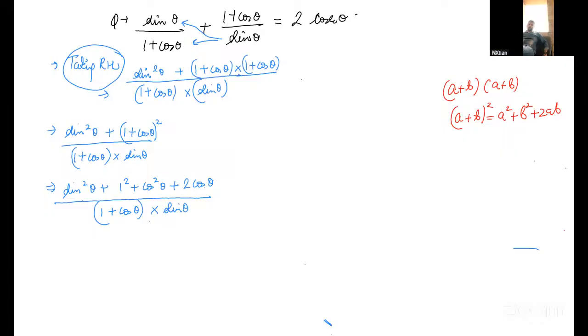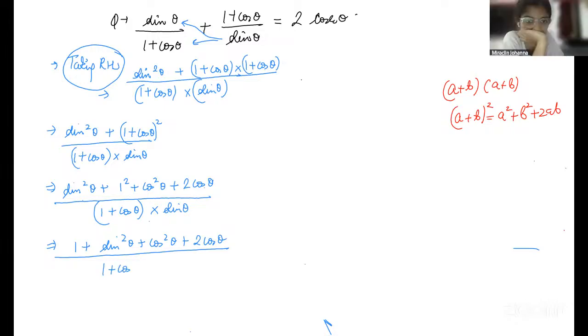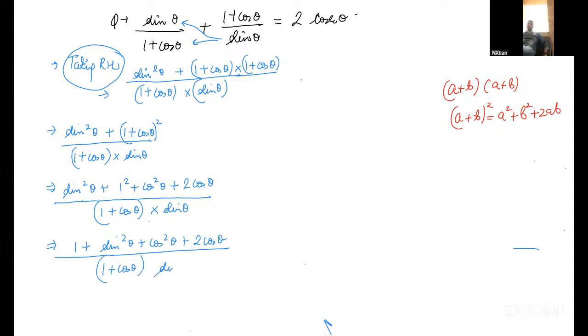Now what is 1 square? 1 square is 1. So I will write 1 plus sin square theta plus cos square theta plus 2 cos theta upon 1 plus cos theta into sin theta. Any problem in that, guys? Now, Joshua, are you getting one identity in this term? Here we can use one identity. Can you check it?